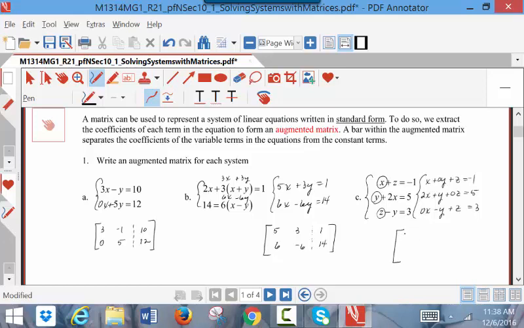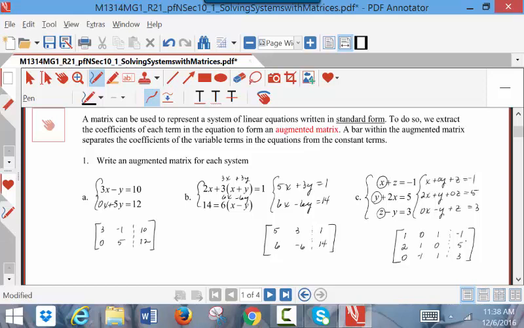So the first row would be a 1x, a 0y, a 1z, and a negative 1. The second row would be a 2x, a 1y, a 0z, and a 5. And the third row would be a 0x, a negative 1y, a 1z, and a 3. And then, of course, you would put your little dashed line in there to indicate the separation of the coefficients of your variables and the constant on the end.